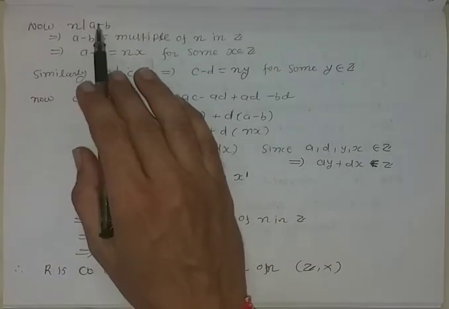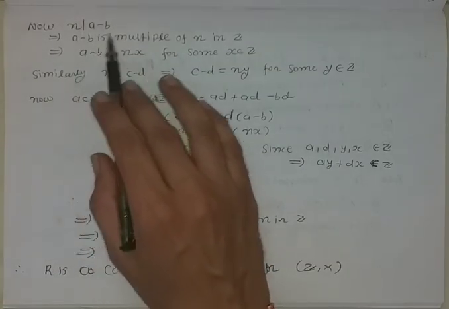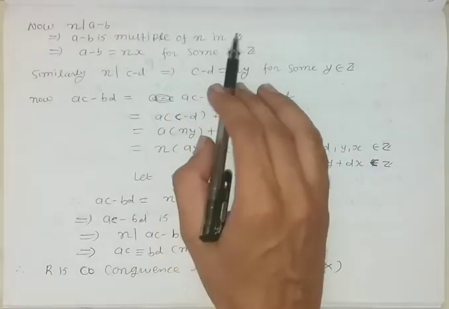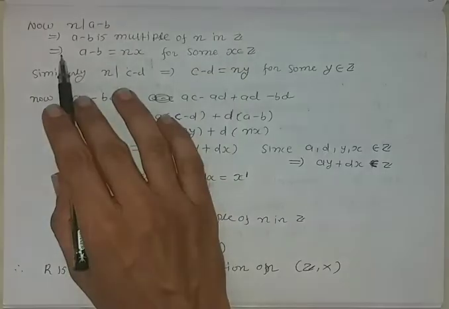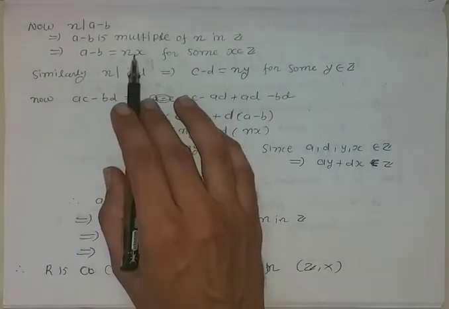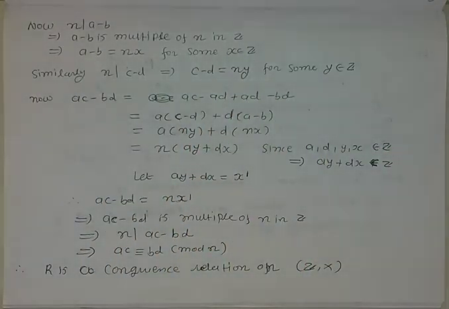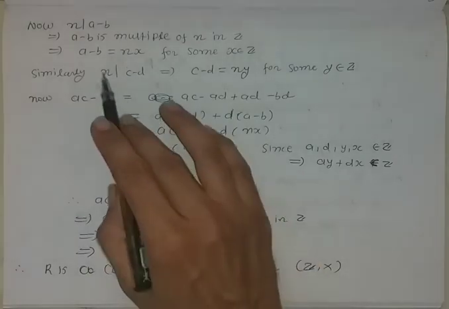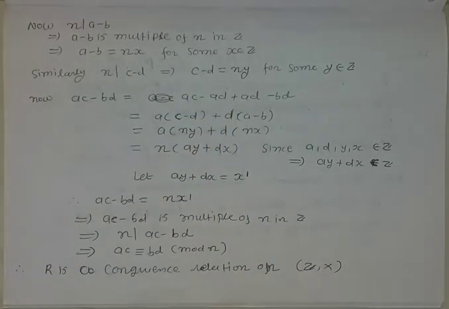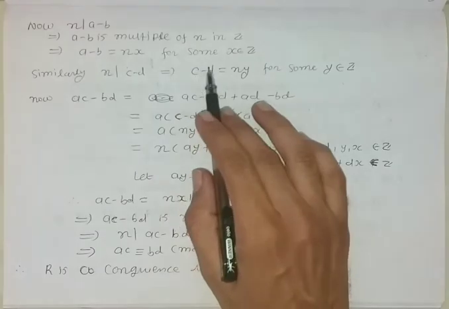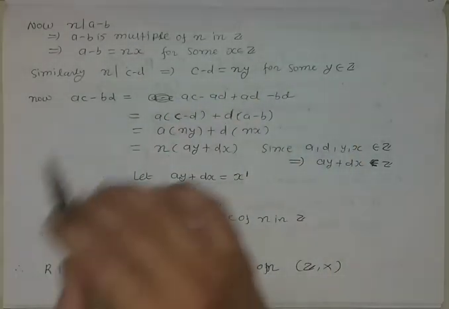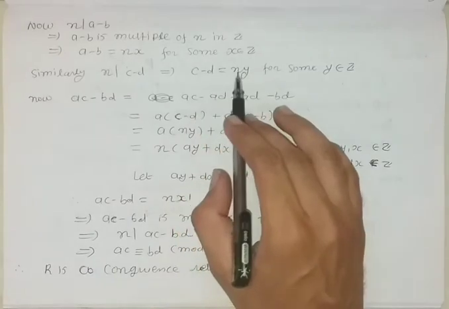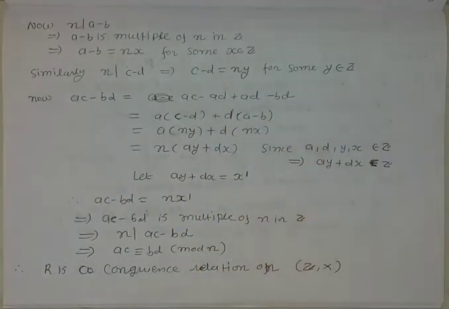Now n divides a minus b, that means a minus b is a multiple of n in Z, that means a minus b is equal to nx for some x belongs to Z. Similarly, n divides c minus d. This implies that c minus d is a multiple of n in Z. So c minus d is equal to ny for some y belongs to Z. It is clear. Okay, simple explanation.